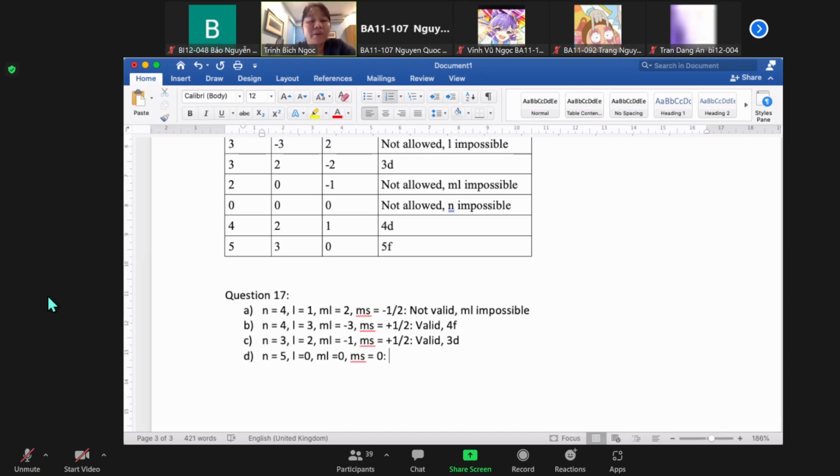Is it valid or not valid? It is not valid. Why? Because MS is impossible. MS has only two possible values, minus 1/2 or plus 1/2. It cannot be 0.